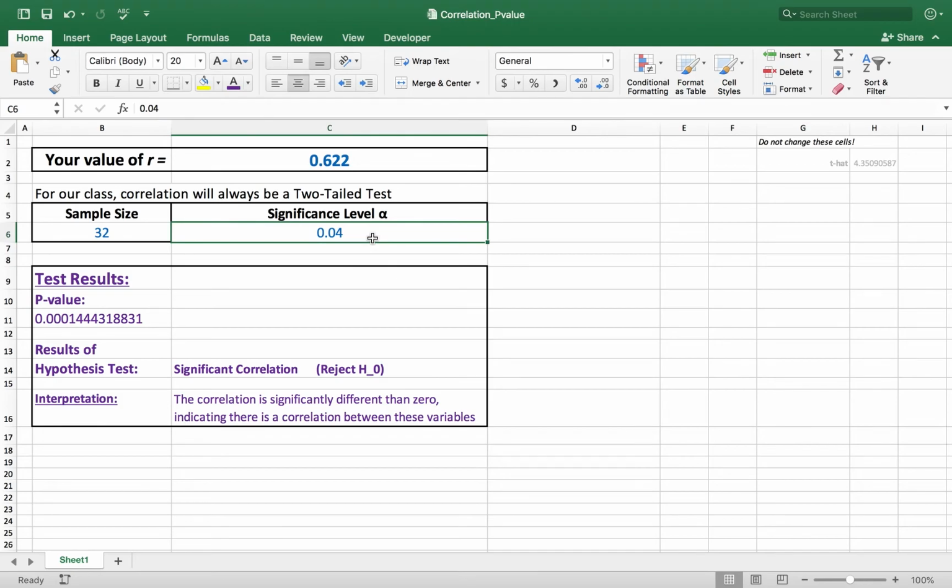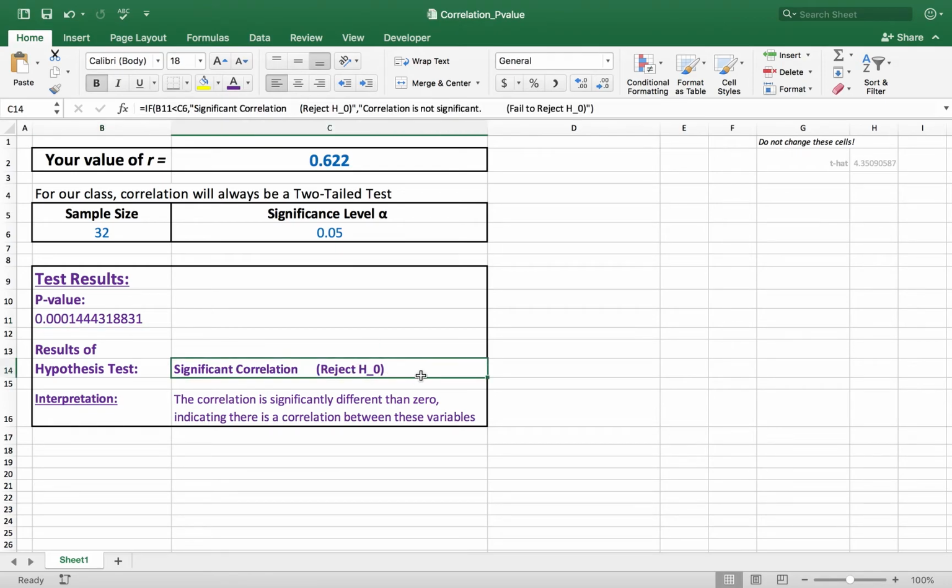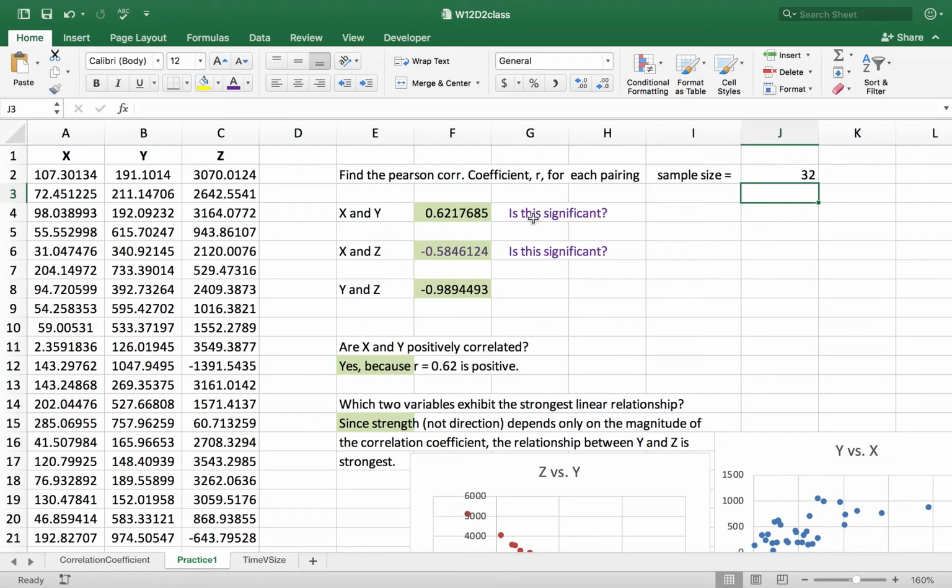We can pick our significance level. Let's say that we'll ask if this is significant at our usual standard, which is a 5% significance level. And we can see that our p-value is exceedingly small. It's a 0.0001. So certainly we're below that 5%. And as you can see, this will update to tell us to reject H0, which means our correlation is significantly different than 0. In other words, we call this a significant correlation.